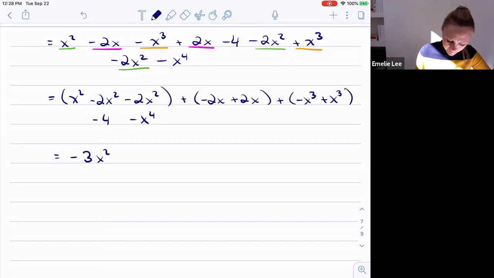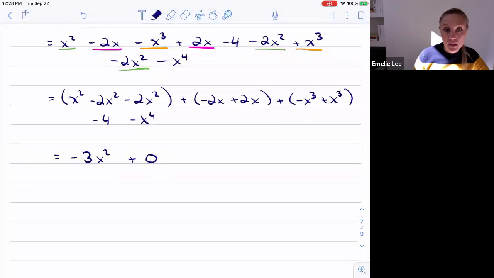The next term is going to be plus negative 2x plus 2x, which is just plus 0. Easy peasy. Same thing with the next one, right? Plus negative x to the 3 plus x to the 3 also going to go to 0. So it just kind of dissolves away. Plus 0 minus 4 minus x to the 4.